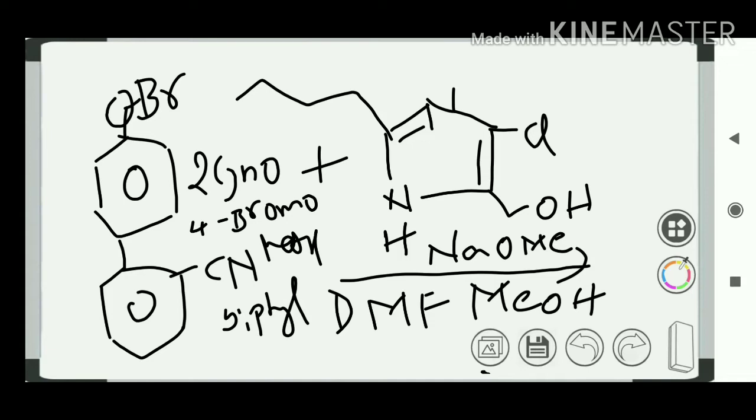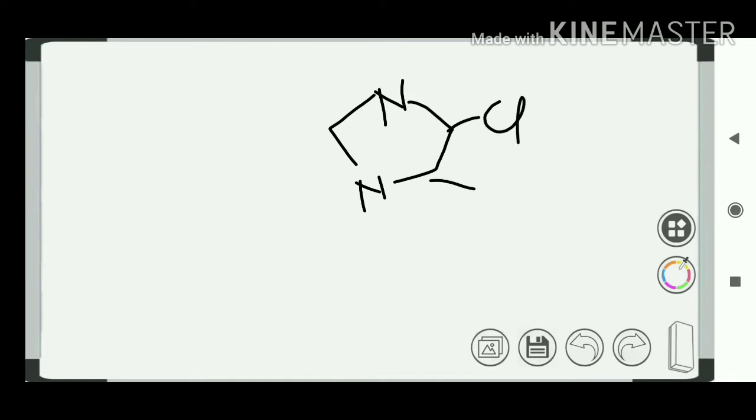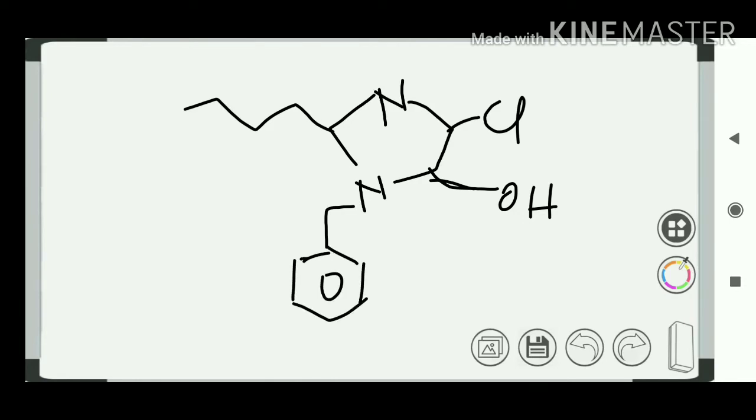So we are going to get an intermediate now. I don't have the space, that's why I erased. So we are going to see an intermediate. This intermediate shows the methanol followed by the butyl side chain. Here we have the biphenyl with the cyano group attachment.